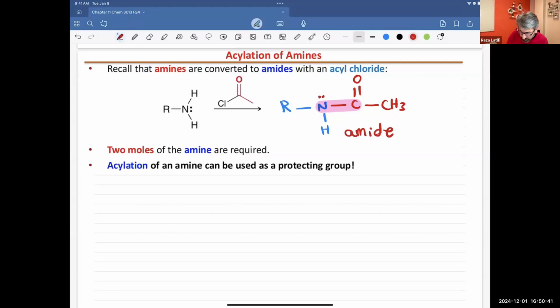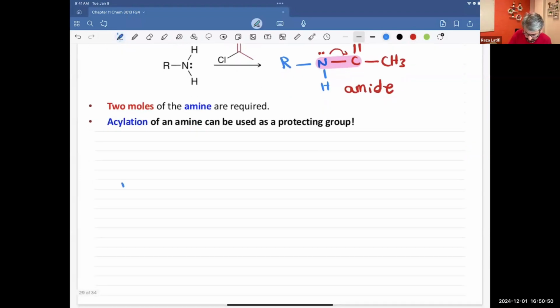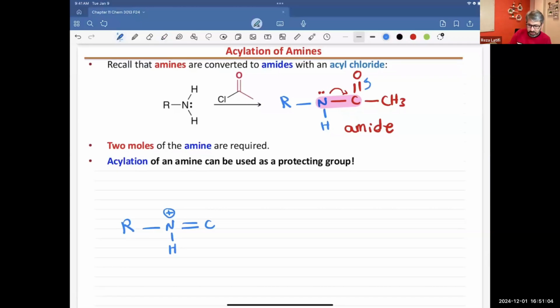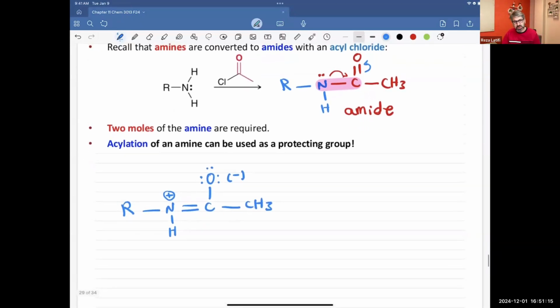Now, that lone pair can do resonance, and it can build a double bond with the carbon, and if that happens, we get such a product. Double bond here, we have an H. This one will have a positive charge, and now the carbon will give up those 2 electrons. They will be located on oxygen, so oxygen will get a negative charge, and here we get CH3. As you see, the lone pair in the amide is involved in the resonance structure with the carbonyl group.